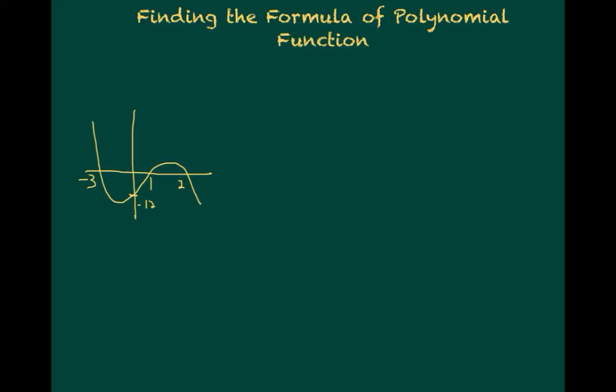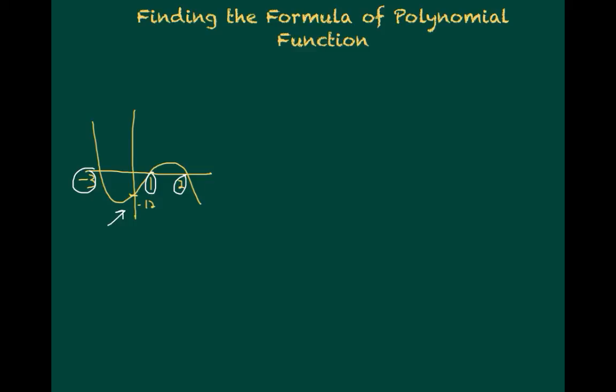Okay, let's talk real quickly about how we find the formula for a polynomial function. And it's really not all that difficult. There's a couple things we want to pay attention to. So imagine we were given this graph here, where we can see that the curve has an x-intercept of -3, an intercept of 1, and an x-intercept of 2. And we notice that the y-intercept is -12.